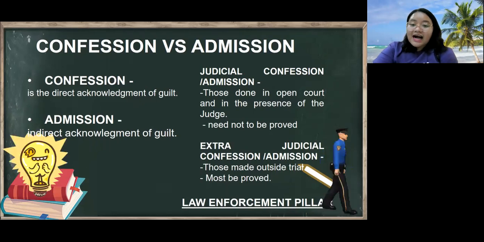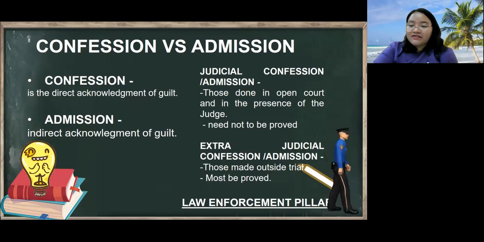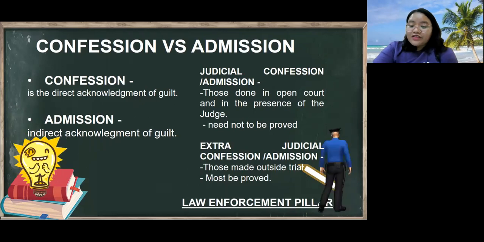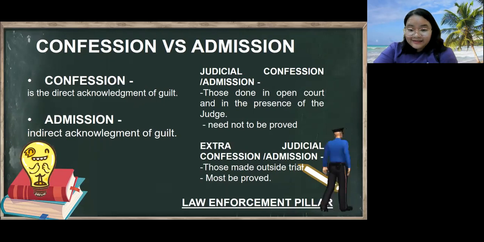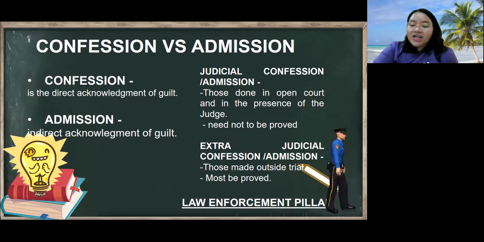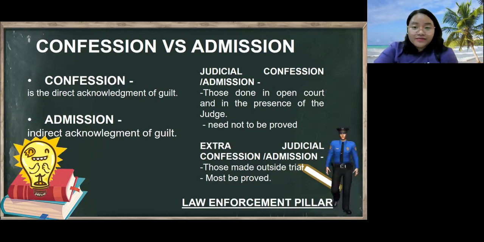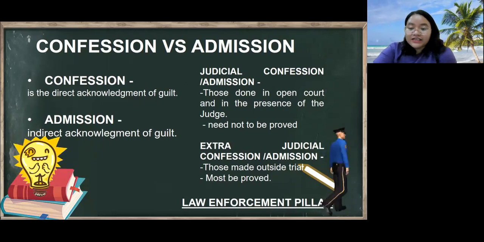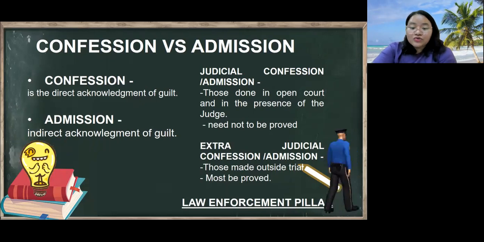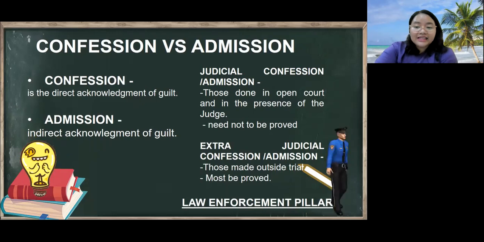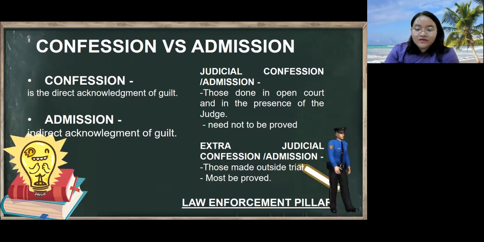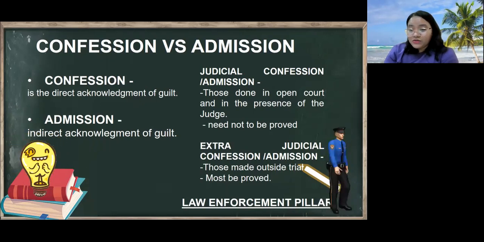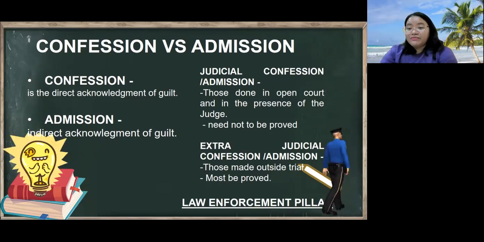On the other hand, admission is the indirect acknowledgement of guilt. For example, the accused was charged with homicide. During the trial, he acknowledged that he owned the murder weapon, the knife, but did not acknowledge that he was the one who committed the crime. So the acknowledgement of ownership of the weapon was considered an indirect acknowledgement of guilt, because the owner of the weapon used in committing the crime is considered to be the perpetrator. Okay.